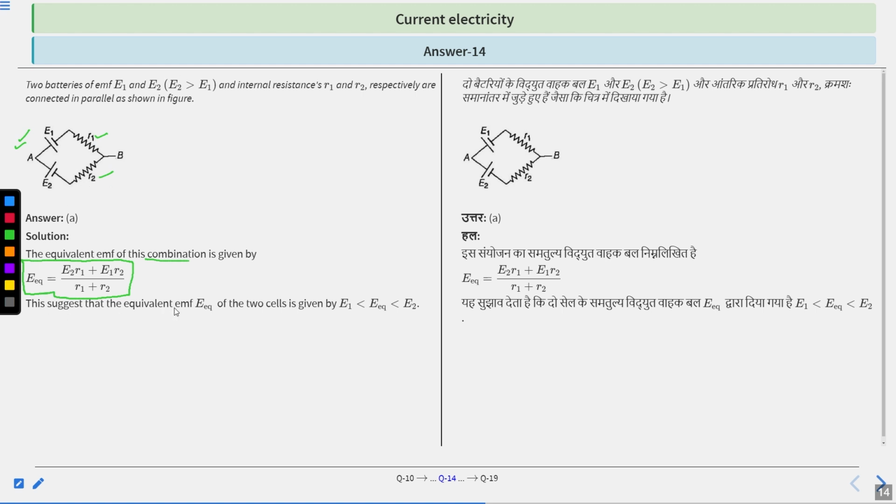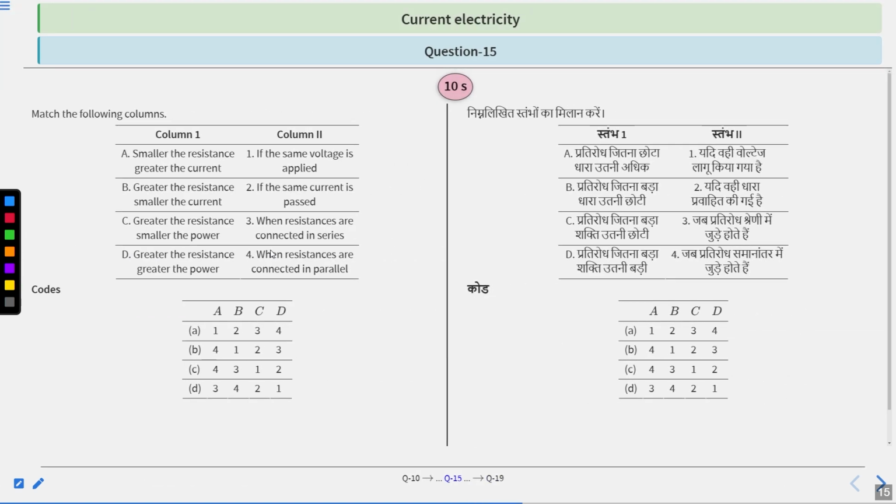This suggests that the equivalent EMF, E equivalent, of the two cells is given by E1 is less than E equivalent, and E equivalent is less than E2. So the correct answer is A. Option A is correct. Next question, question 15.